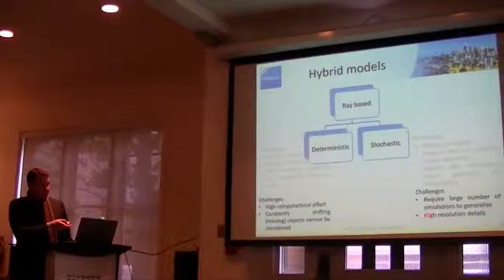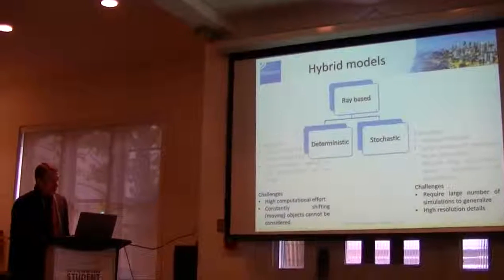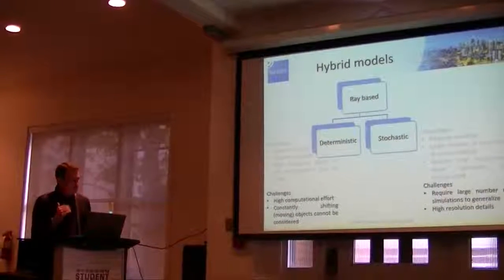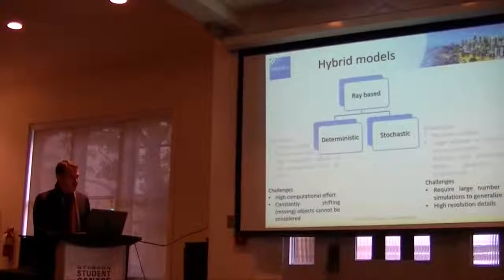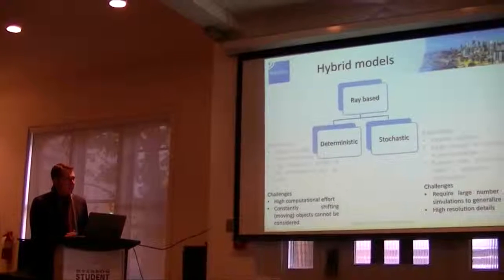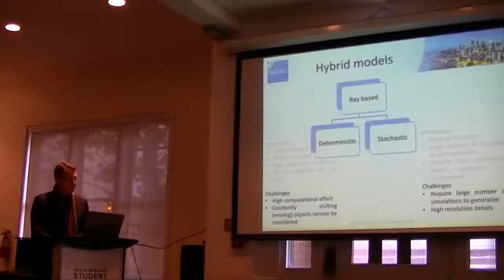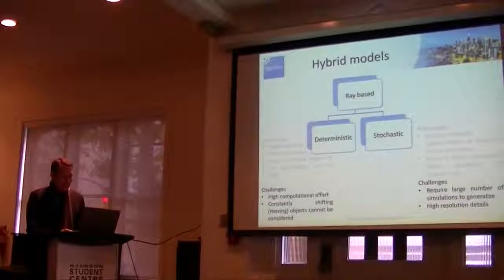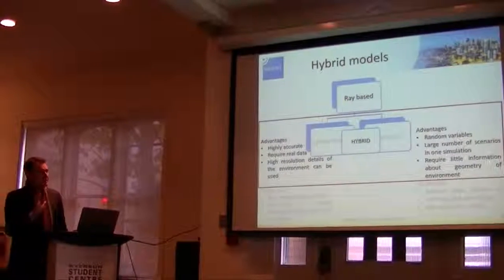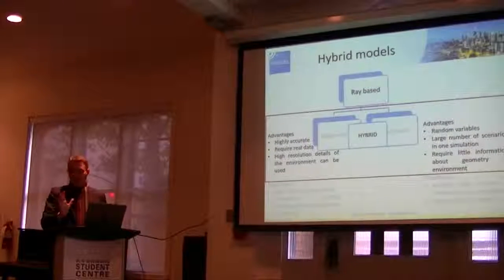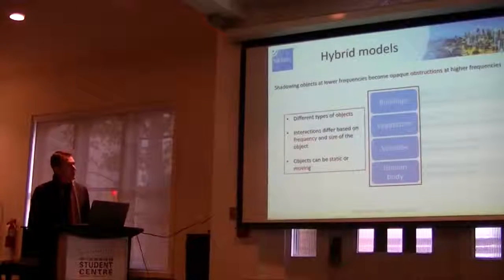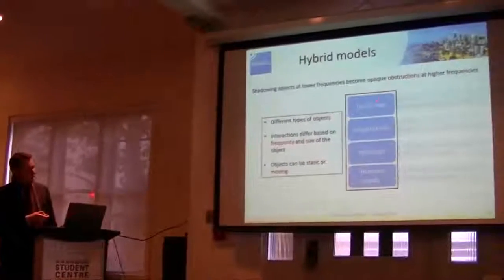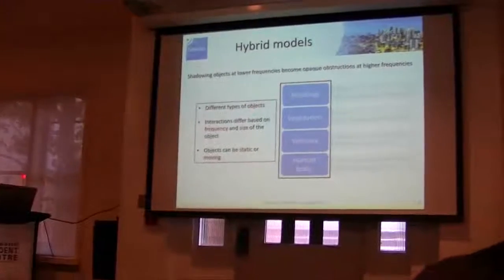The challenge of the stochastic part is that it requires a large number of simulations to generalize, or at least to come up with good convergence of the technology, and we can't really introduce high resolution details, or it's maybe less relevant to do so. So the idea is really to combine both advantages and to come up with something that will be useful for our communities. So in the hybrid model, we use different types of objects.